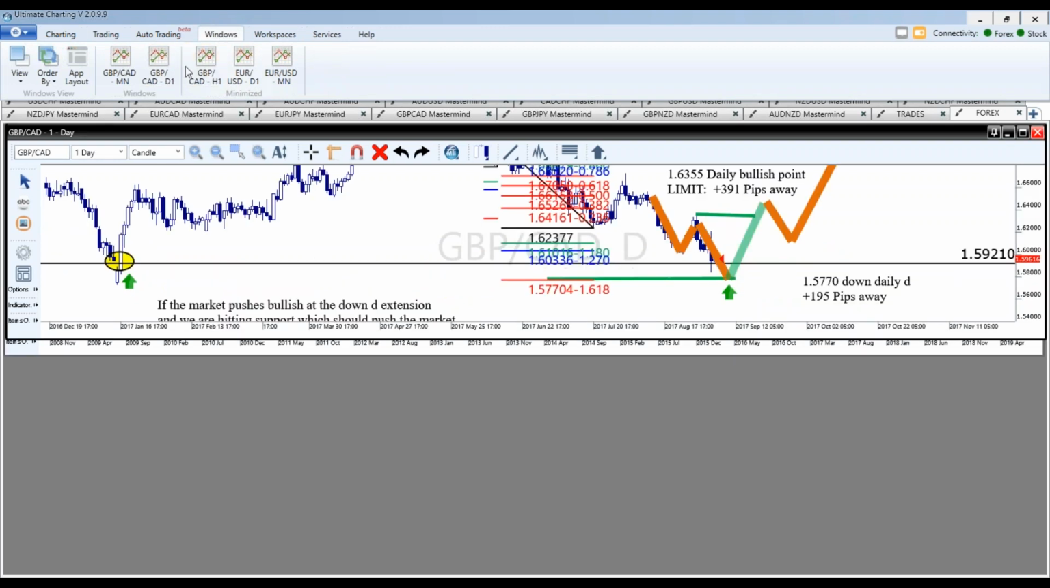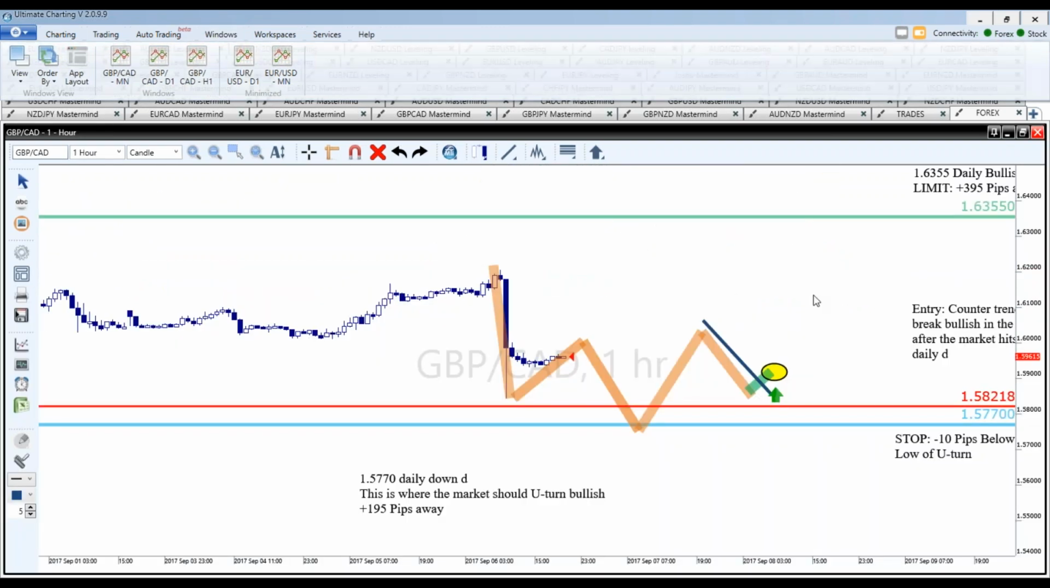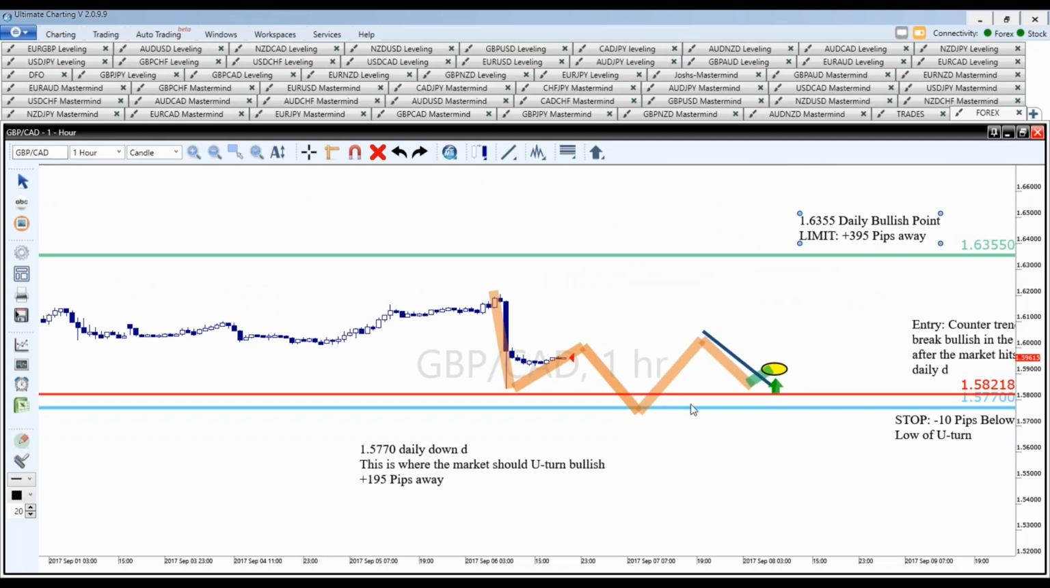One of the strong trading opportunities that we have is the Great British Pound Canadian Dollar long. If the market hits the D extension, it opens the door to about 400 pips towards the north. We discussed the importance of utilizing Fibonaccis, trend lines, and support and resistance, as well as multiple time frames, and showed you the mixture of what works very, very well.